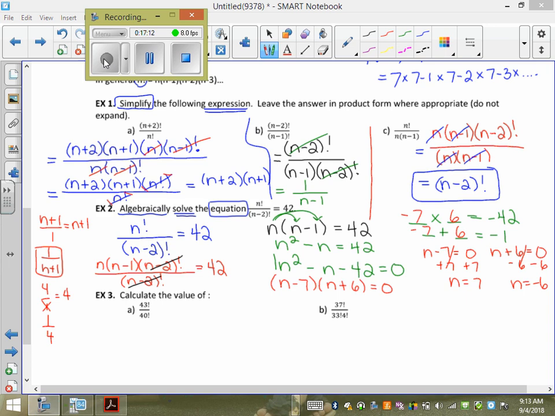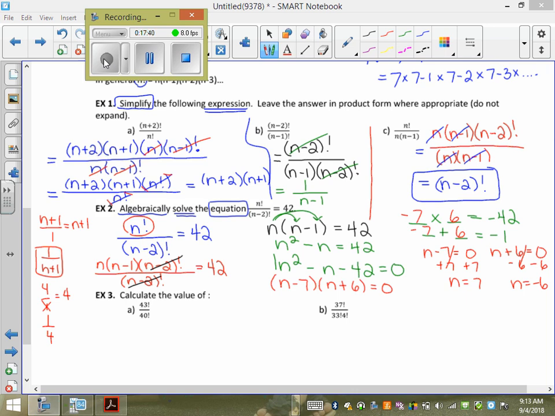Why? Yes, it's extraneous. It doesn't work. Why doesn't it work? What should you always do when you get a solution? Check it. See if it actually works. See if when you put it back in, it makes any sense. If I plug negative 6 in here, I have negative 6 factorial. If I plug negative 6 in here, can I go negative 6 to 1, like by going down by 1?